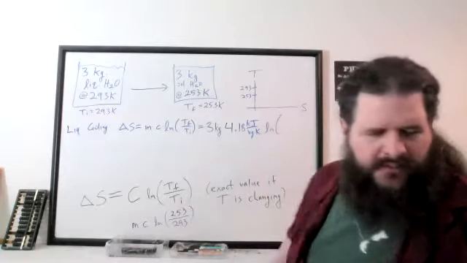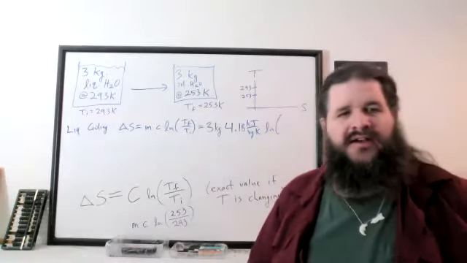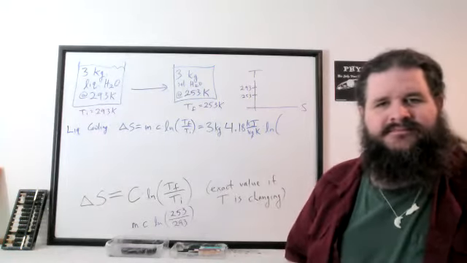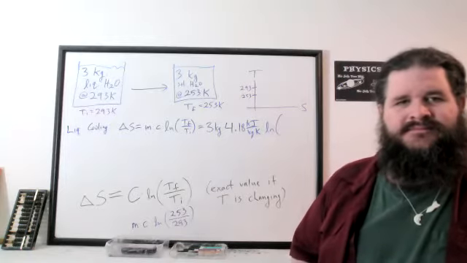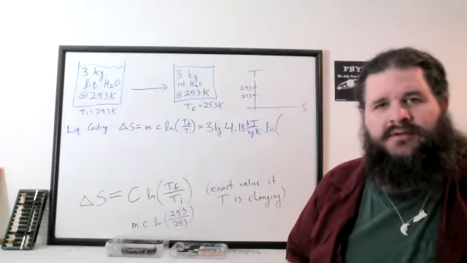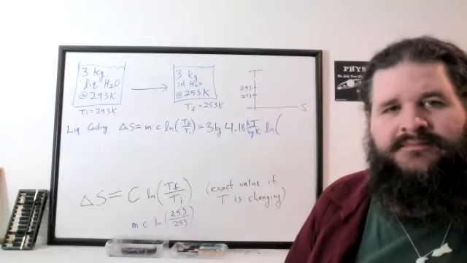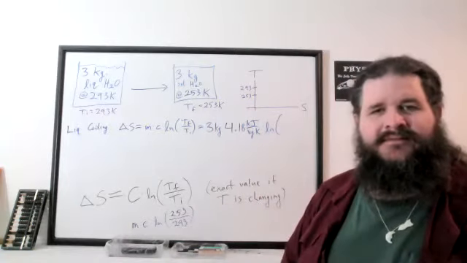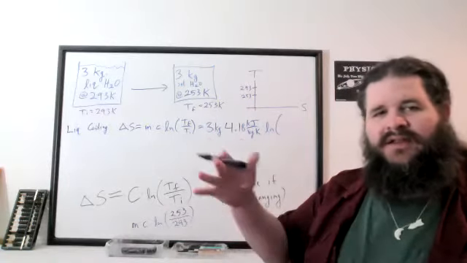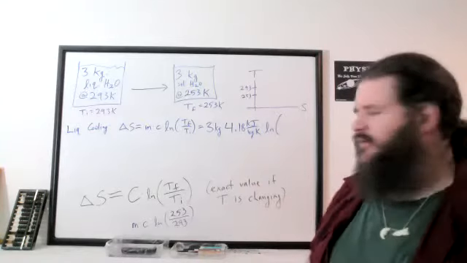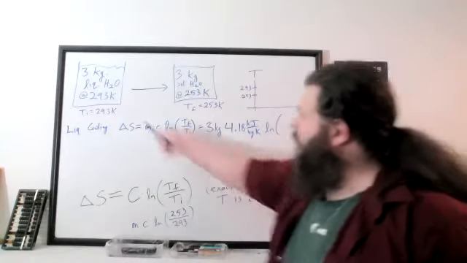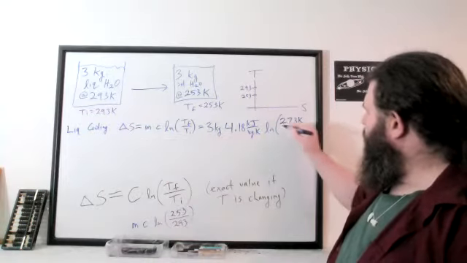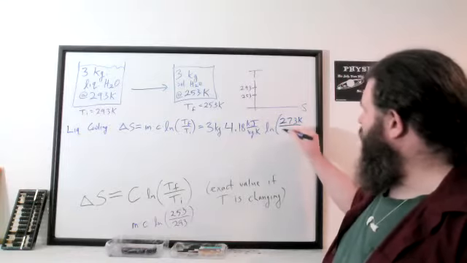kilojoules per kilogram Kelvin times logarithm of, and in this context, what should we use as the initial and final temperatures? 293 and 253. Sorry, what was that? 253 over 293. Does the liquid water end at 253? Oh, wait, no. Because remember, we're just talking about the liquid water cooling off to 273. So the final temperature of the liquid, because we're only talking about the liquid cooling, is 273. And the initial temperature of the liquid was 293.